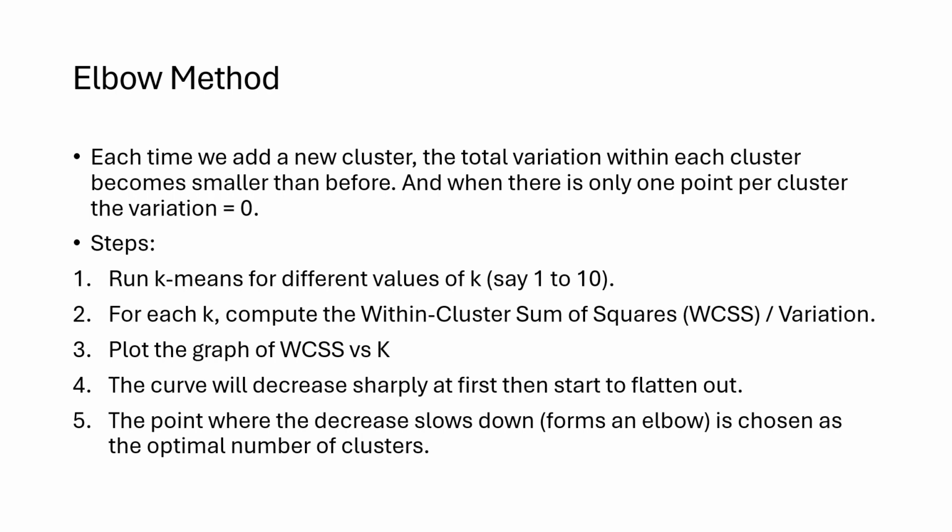Then plot the graph of variation on the x-axis and k on the y-axis. The curve will decrease sharply at first, then it will start to flatten out. The point where this sharp decrement slows down, that is the elbow point, is chosen as the optimal value for k.